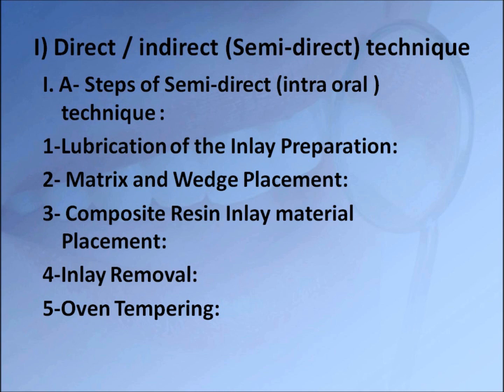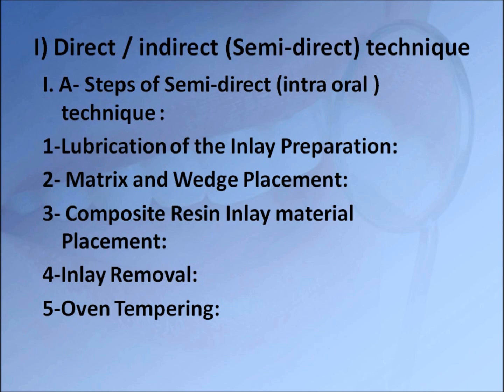Number three, composite resin inlay material placement. A high viscosity resin base is placed into the proximal box and gently condensed with a bulb burnisher. The occlusal portion of the preparation is completely filled and gently condensed with a bulb burnisher. The burnisher is preferably lightly coated with the resin adhesive to prevent adhesion of composite resin to the burnisher. The interproximal area is cured for 60 seconds. Then the occlusal surface is cured for 60 seconds also.